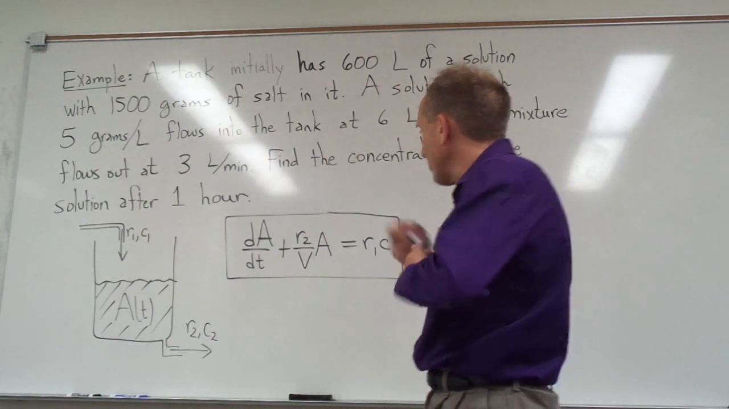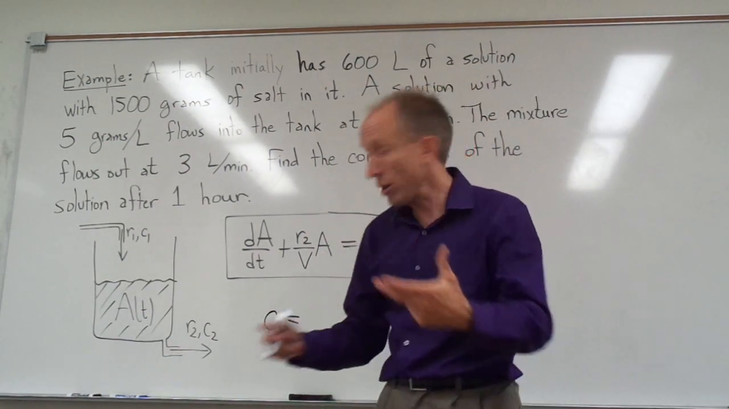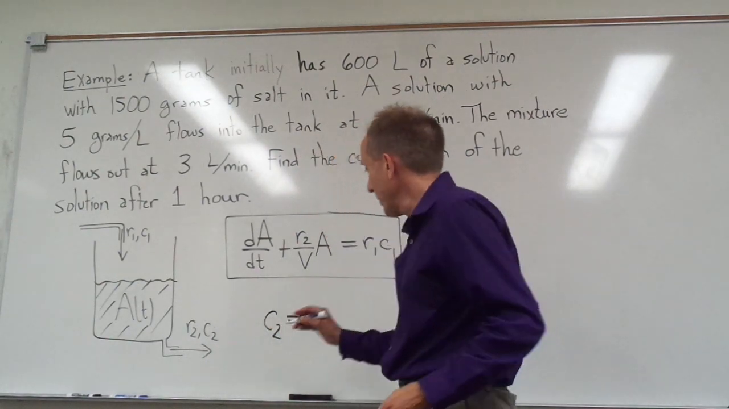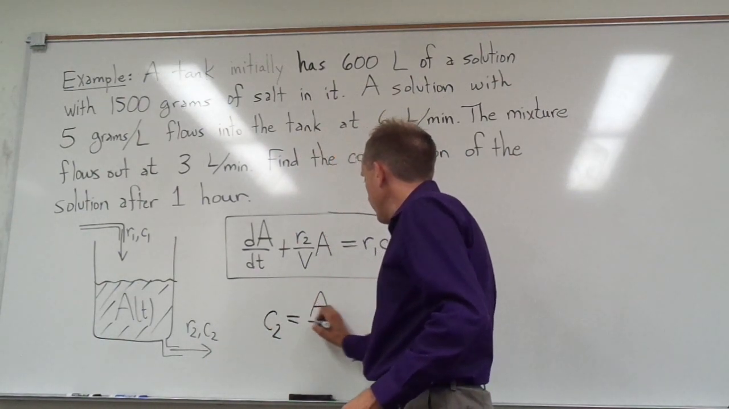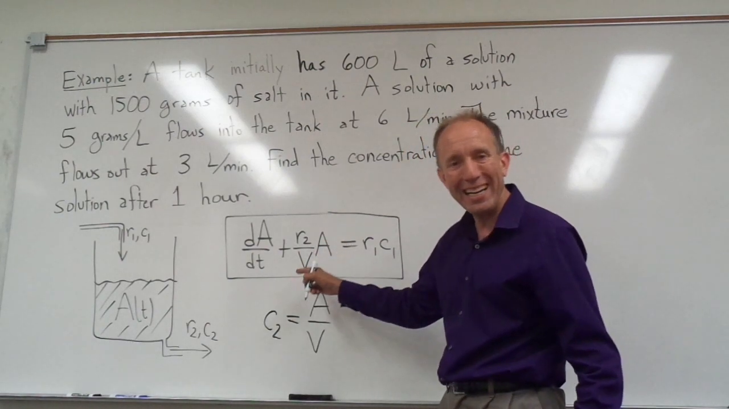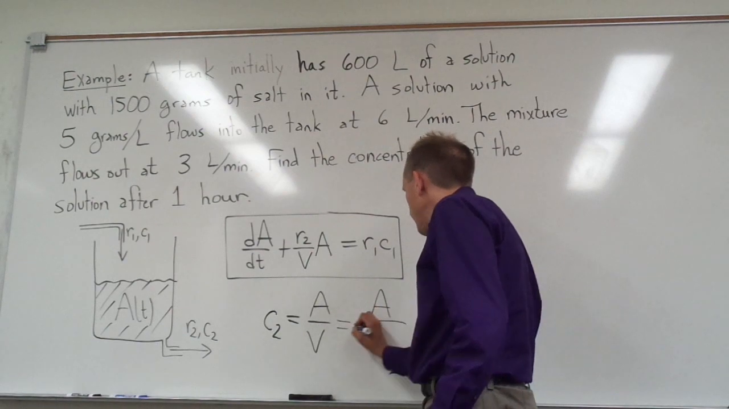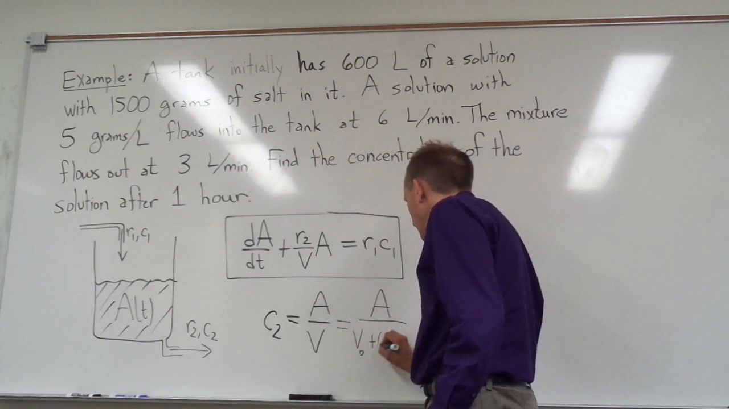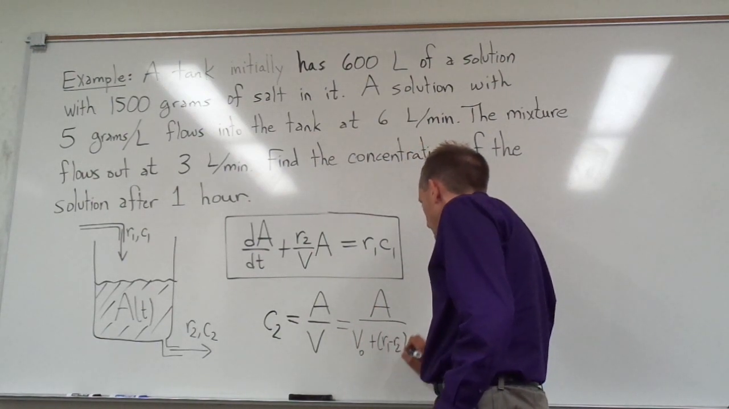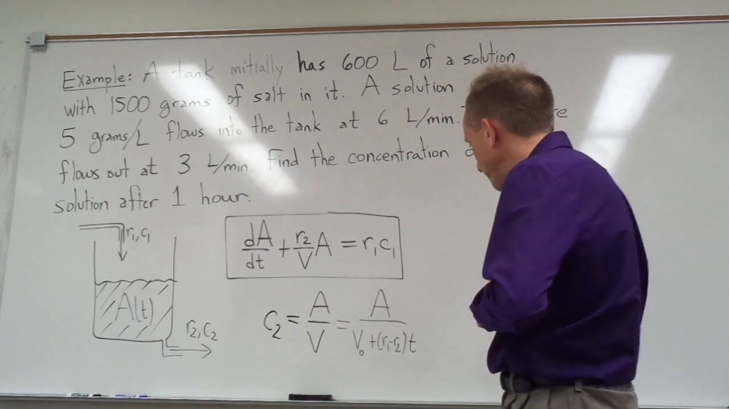Okay? And remember that the C2, which is really the concentration coming out of the tank, is really just A divided by V. V is the volume, so you see A over V right here. And so the volume, remember, is just some initial volume plus R1 minus R2 times T. So it's going to look something like that.